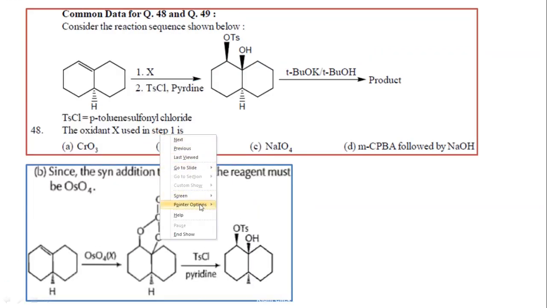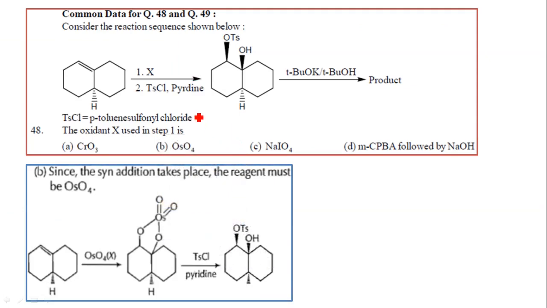Next question. The common data was given for questions 48 and 49. Consider this reactant which is treated with X. They are asking what X is. The reagent X options: TsCl and pyridine. TsCl is para-toluene sulfonyl chloride. Which reagent is apt for the conversion of the reactant into this product?